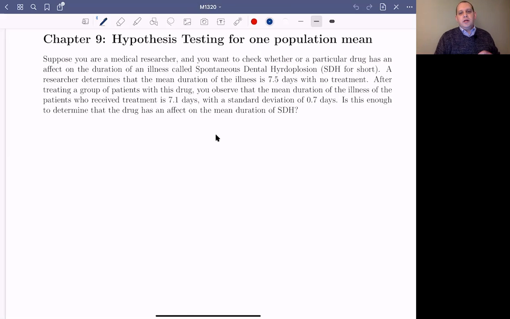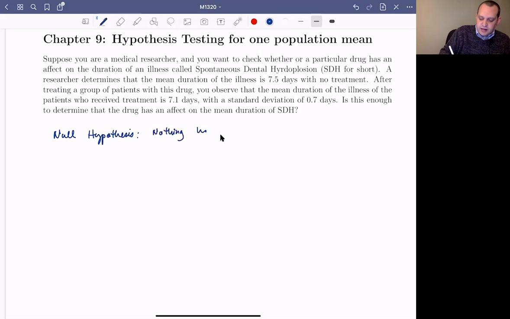To determine whether or not this is enough information to determine the drug has an effect, we're going to run what's called a hypothesis test, naturally. What we're going to do is set up what's called the null hypothesis. The null hypothesis is the idea that nothing happens. In general, the null hypothesis means nothing happens. In our context, it means that the drug has no effect. So the null hypothesis is that the drug has no effect. In other words, the mean of the patients that receive the drug is actually still 7.5.